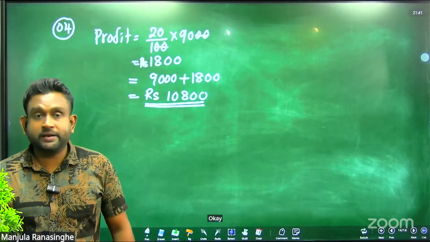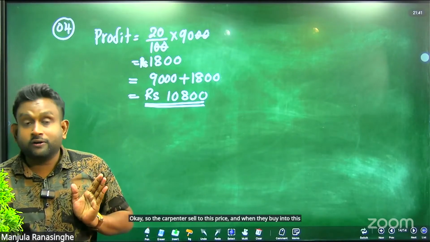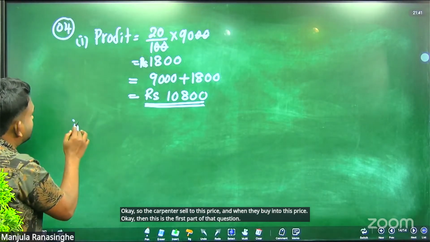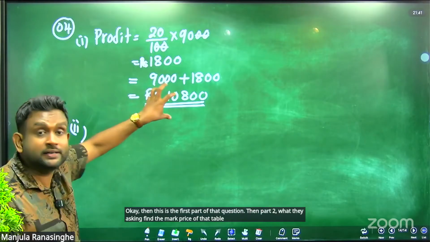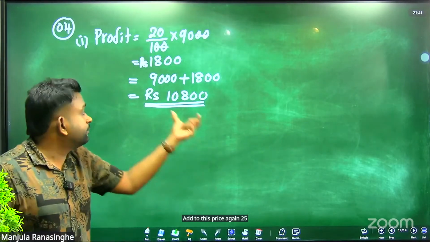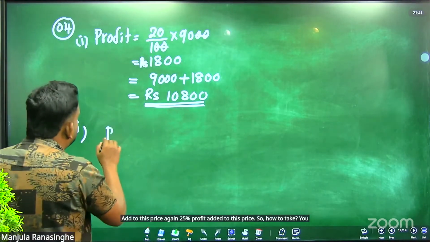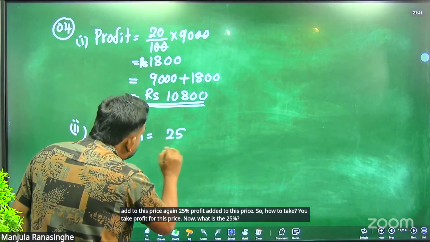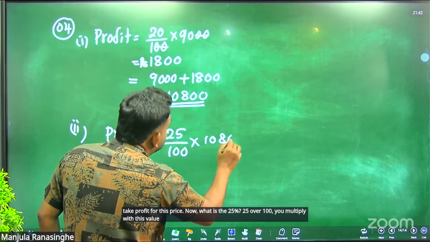Okay, so the carpenter sells at this price and the vendor buys at this price. Then this is the first part of that question. Then part 2, what they are asking, find the mark price of that table. Then the vendor adds to this price again a 25% profit. So how to take? You take the profit for this price. Now what is the 25%? 25 over 100 you multiply with this value 10,800.